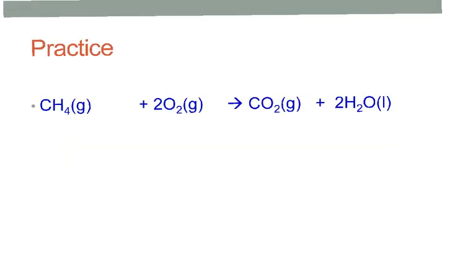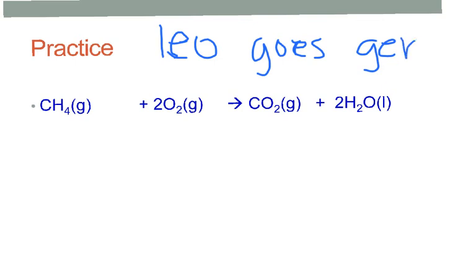So here we have the combustion of methane. We need to look at the reactants here and figure out which one is oxidation and which one is reduction. And let me give you a little mnemonic: LEO goes GER. So the loss of electrons is oxidation, the gain of electrons is reduction.